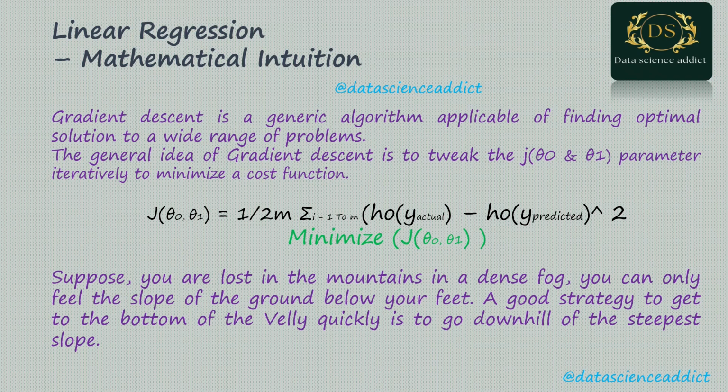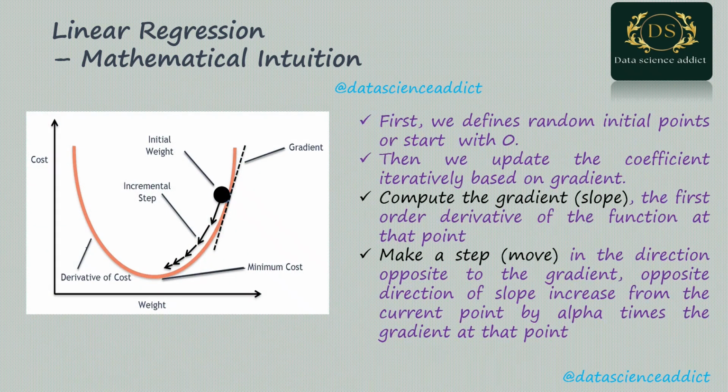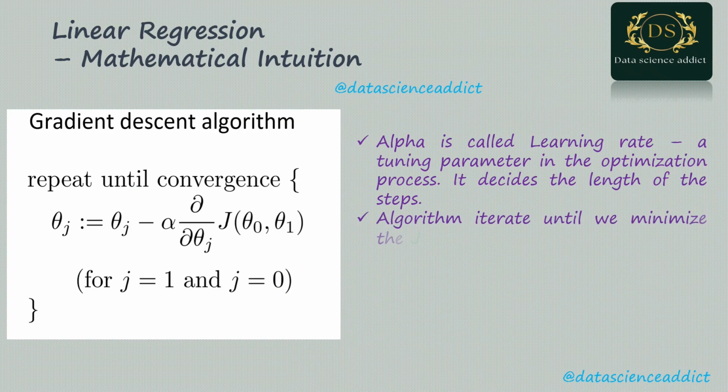A good strategy to get to the bottom of the valley quickly is to go downhill on the steepest slope. So first we define random initial points or start with 0. Then we update the coefficients based on the gradient. Now compute the gradient, that is the slope, the first order derivative of the function at the point. Now make a step, that is, move in the direction opposite to the gradient. We move from the current point by alpha times the gradient at that point. Alpha is called your learning rate, which is a tuning parameter in the optimization process. It decides the length of the steps. The algorithm iterates until we minimize J(theta naught, theta 1).